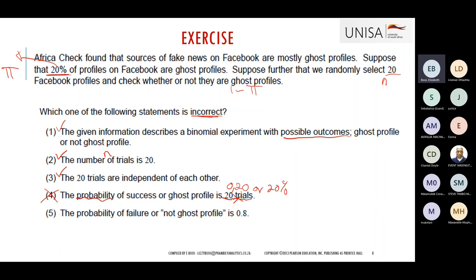But let's move on to the next one. The probability of failure or ghost profile is 0.8. That will be true because that will be 1 minus 0.2, and that is 0.8. So you see, you just need to make sure that you read the statement, identify what you are given in the statement, and then come here and answer the question. So how easy was it? Fairly easy to answer.